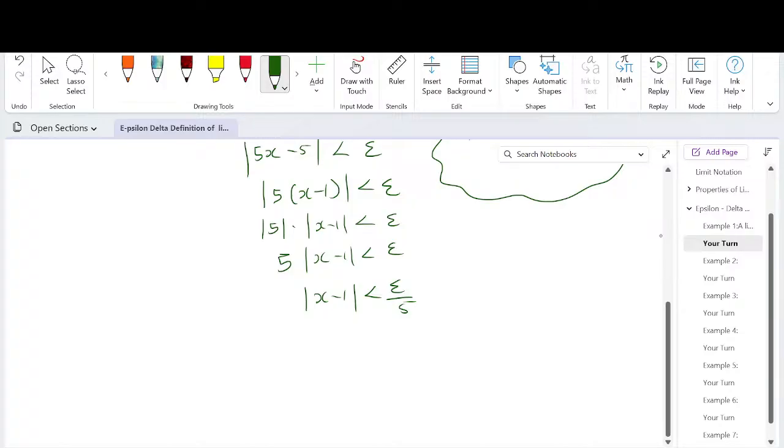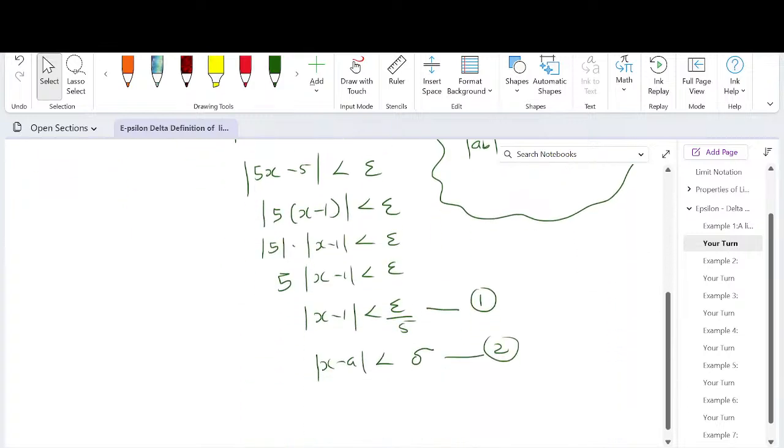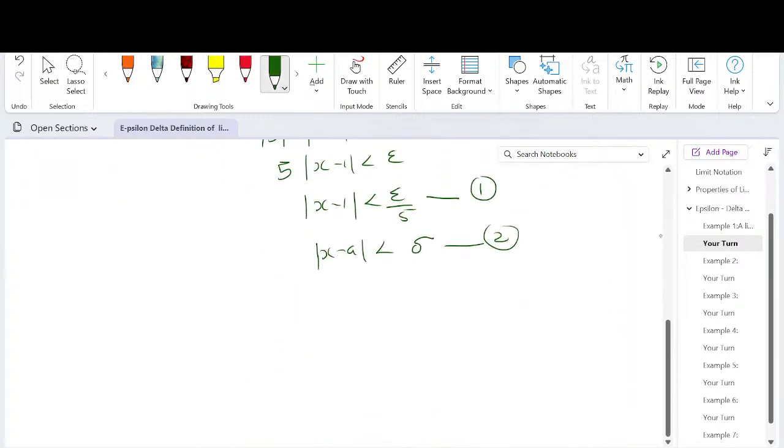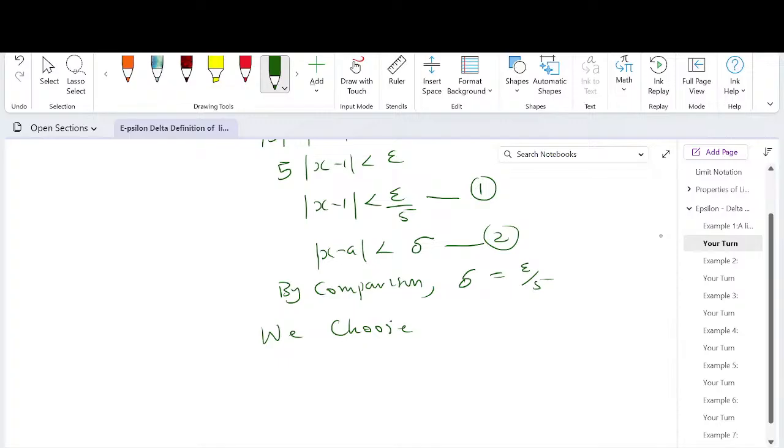So if you compare this, I can call this one. Then you now write |x - a| less than delta, I call this two. So don't forget that the value of our a is 1, and that is why we're having x minus 1. So we can say by comparison, consider that delta is equal to epsilon over 5. So we can now write delta to be equal to epsilon over 5.